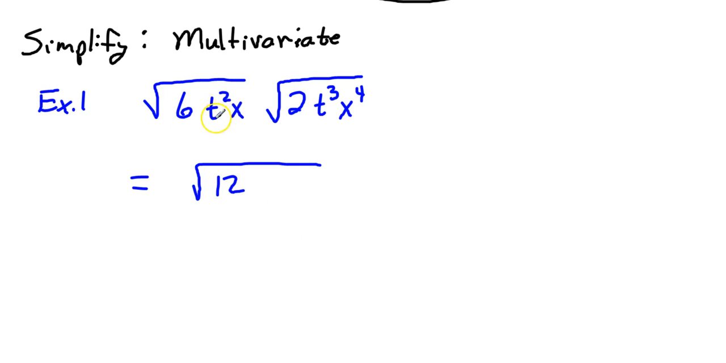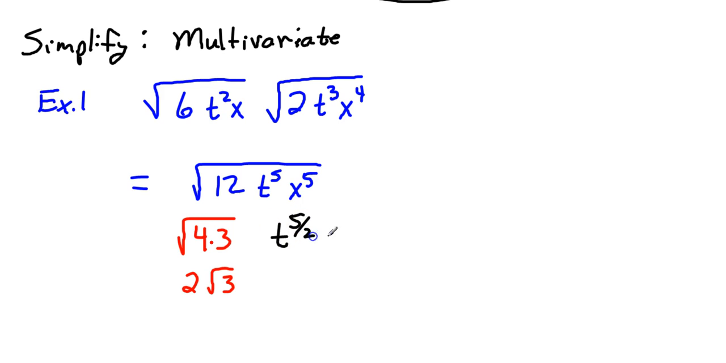With the t's, you've got 2 here and 3 here, so that's t to the fifth. For the x's, you've got 1 here and 4 here. That's also x to the fifth. And once you've got it here, now you're back to like we were back in section 3, where you're going to take the square root of 12 and break it down. So that's square root of 4 times 3. You can take the square root of 4 and make it 2. And then with the t's, well, that's t to the 5 divided by 2. And then for the x's, that's also 5 divided by 2.